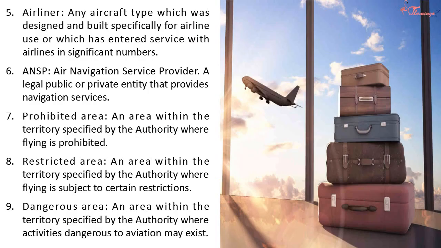Airliner: any aircraft type which was designed and built specifically for airline use or which has entered service with airlines in significant numbers. ANSP, Air Navigation Service Provider: a legal public or private entity that provides navigation services. Prohibited area: an area within the territory specified by the authority where flying is prohibited. Restricted area: an area within the territory specified by the authority where flying is subject to certain restrictions. Dangerous area: an area within the territory specified by the authority where activities dangerous to aviation may exist.